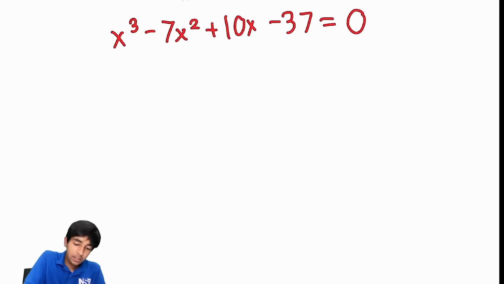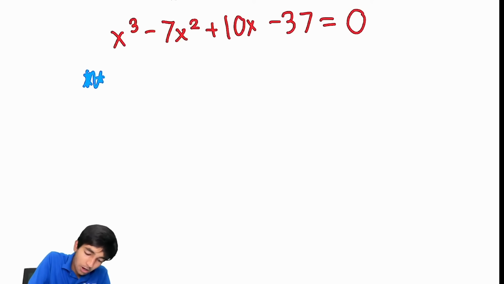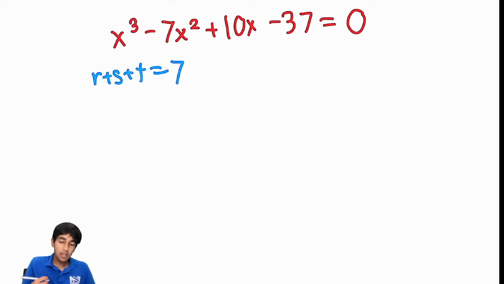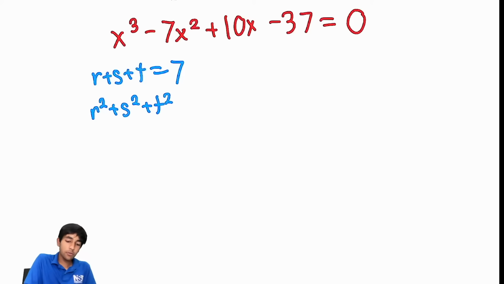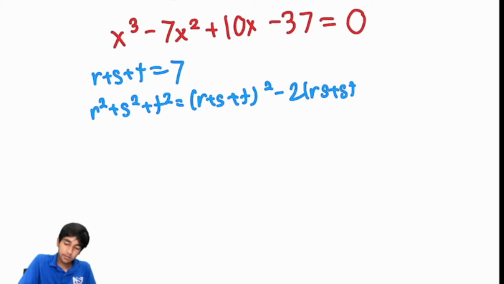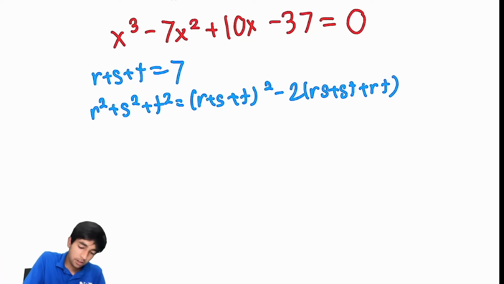So Vieta's will tell us that x plus y, or r plus s plus t for the roots, is 7. Now, what if we wanted to find this? We could still do this with Vieta's, right? It would just be this squared minus 2 times this. Now, what if we wanted to find cubed?